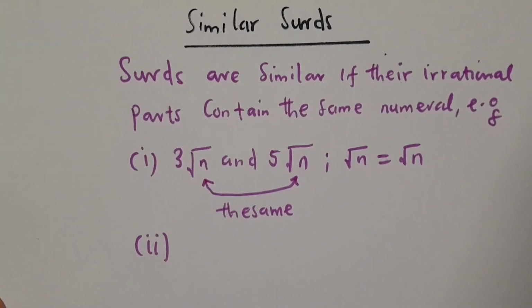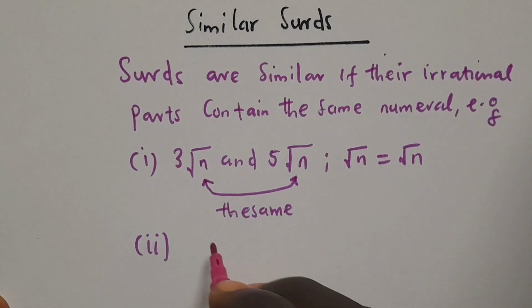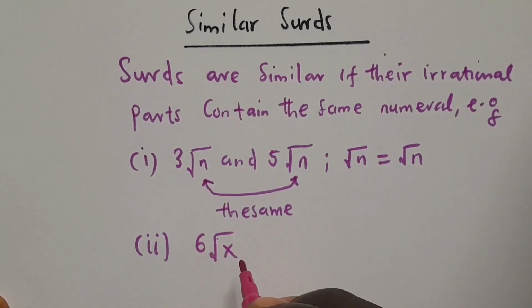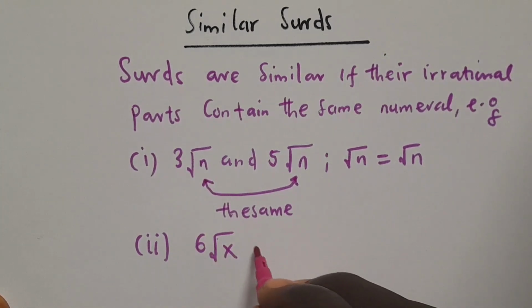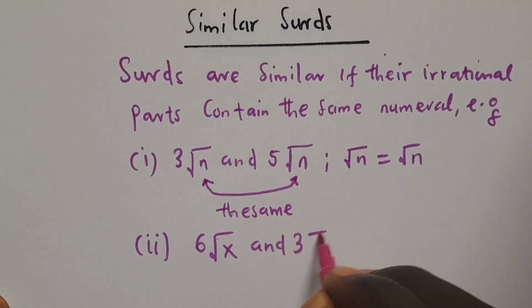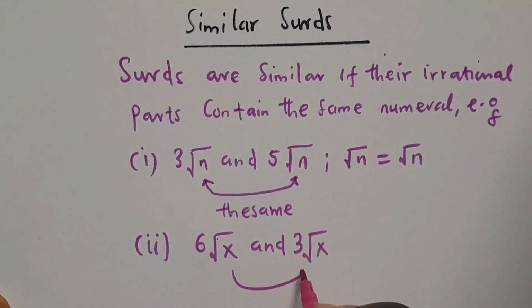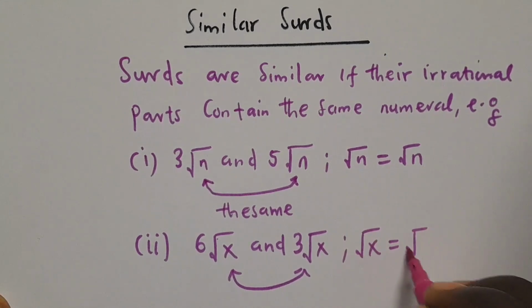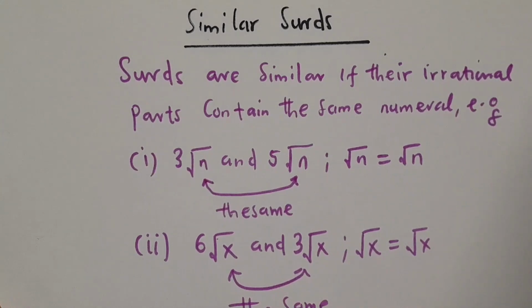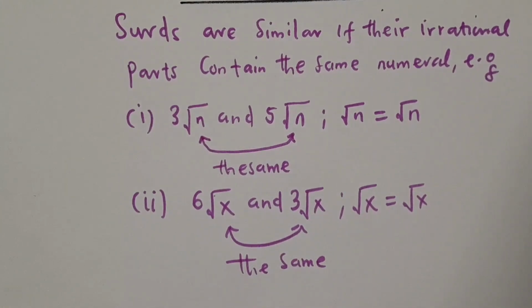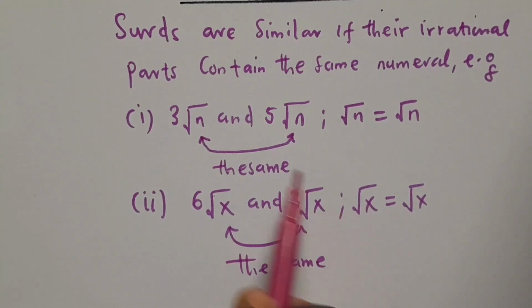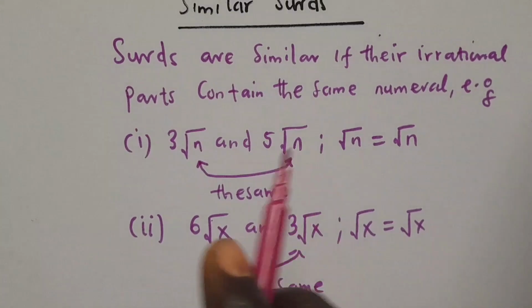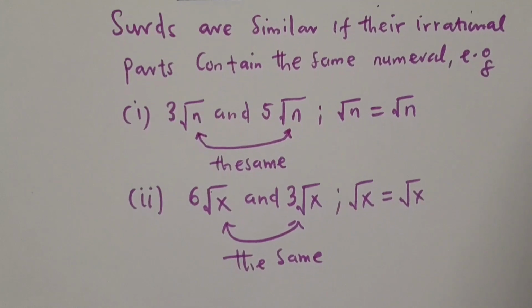In this second one, we have 6 square root of x and 3 square root of x. They both have square root of x, which is the irrational part, and they are the same. Therefore, these are similar. 6 square root of x and 3 square root of x are similar because their irrational parts, which is square root of x, are the same.